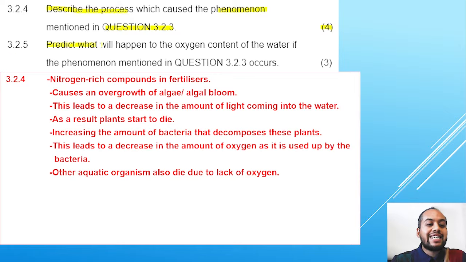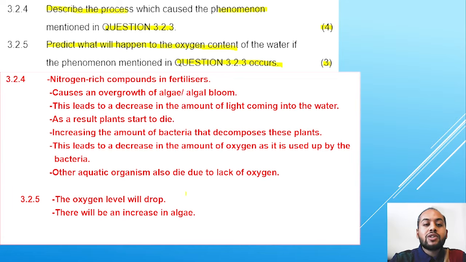3.2.5 says predict what will happen to the oxygen content of the water if the phenomenon mentioned in question 3.2.3 occurs. 3 marks. What would happen to the oxygen content if eutrophication continues to occur? So as we have mentioned in the previous questions, a similar concept, the oxygen levels will drop. Why are the oxygen levels dropping? Because the rate of photosynthesis has slowed down.